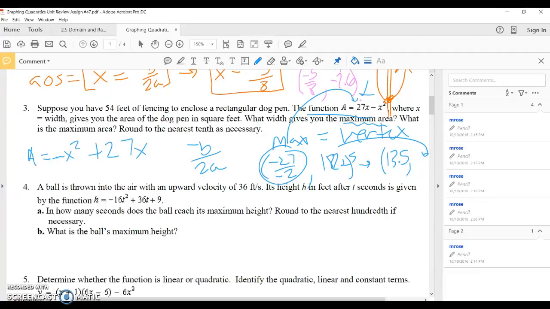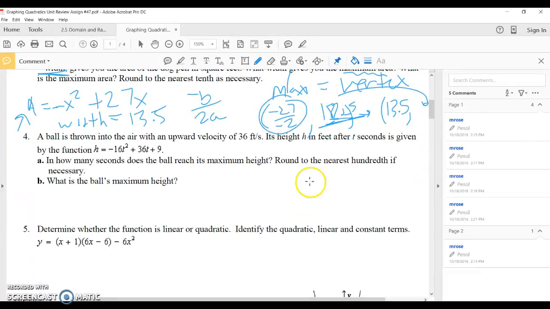So the biggest thing is just make sure that when it says max, find the vertex. The x in this case would be my width, because that's what they said, where x is width, and your y would be that area. So my two answers would be my width would equal 13.5, and my area would be that 182.25 that I had over there.